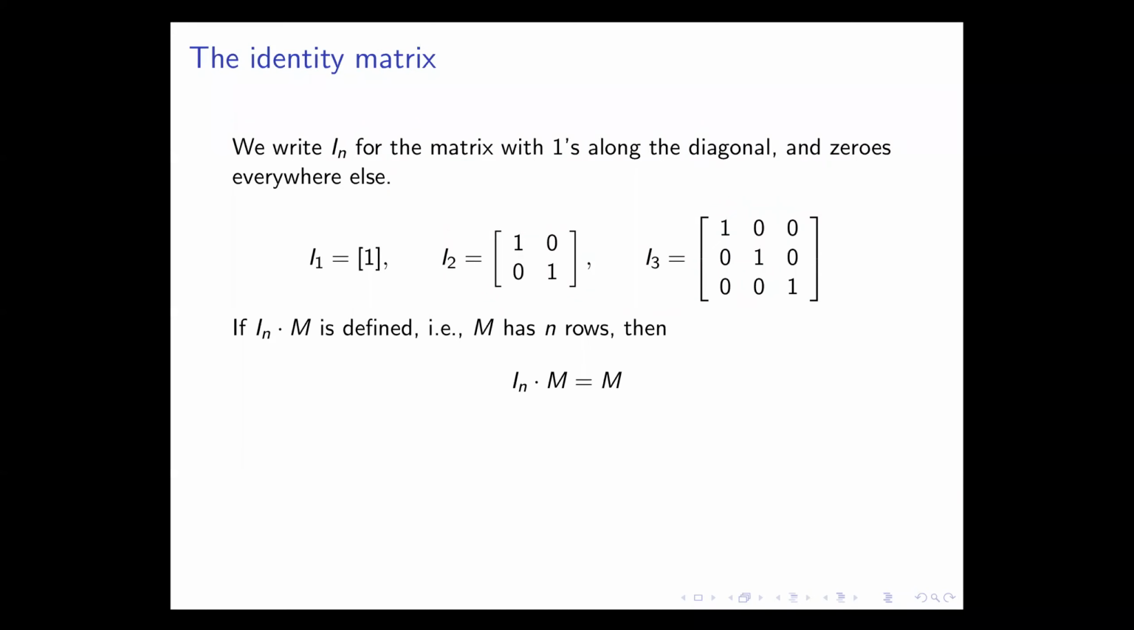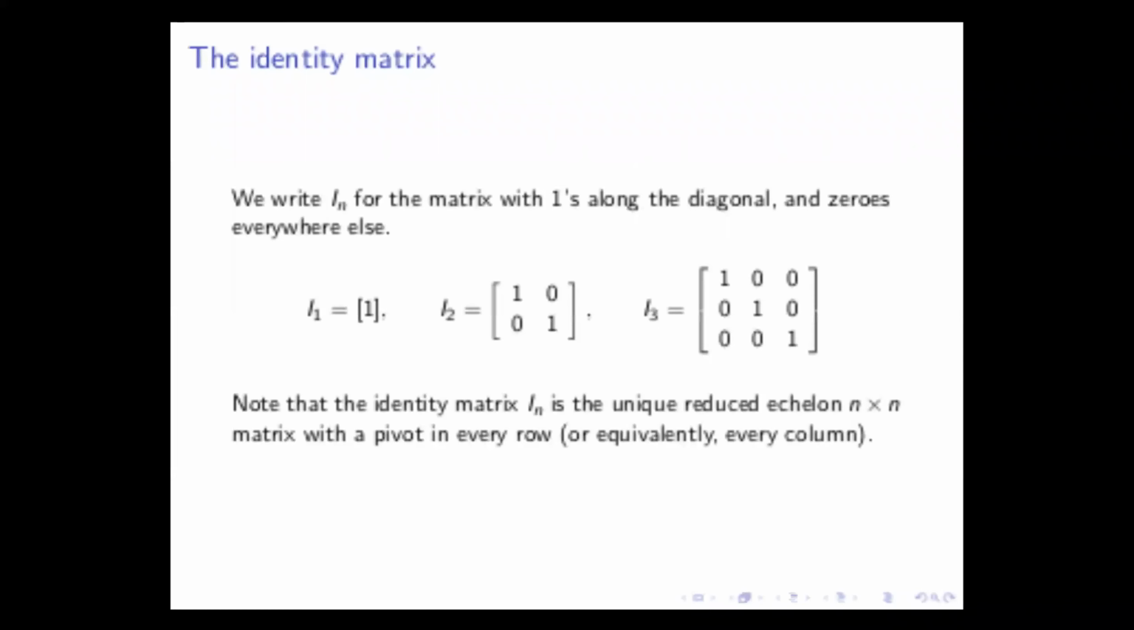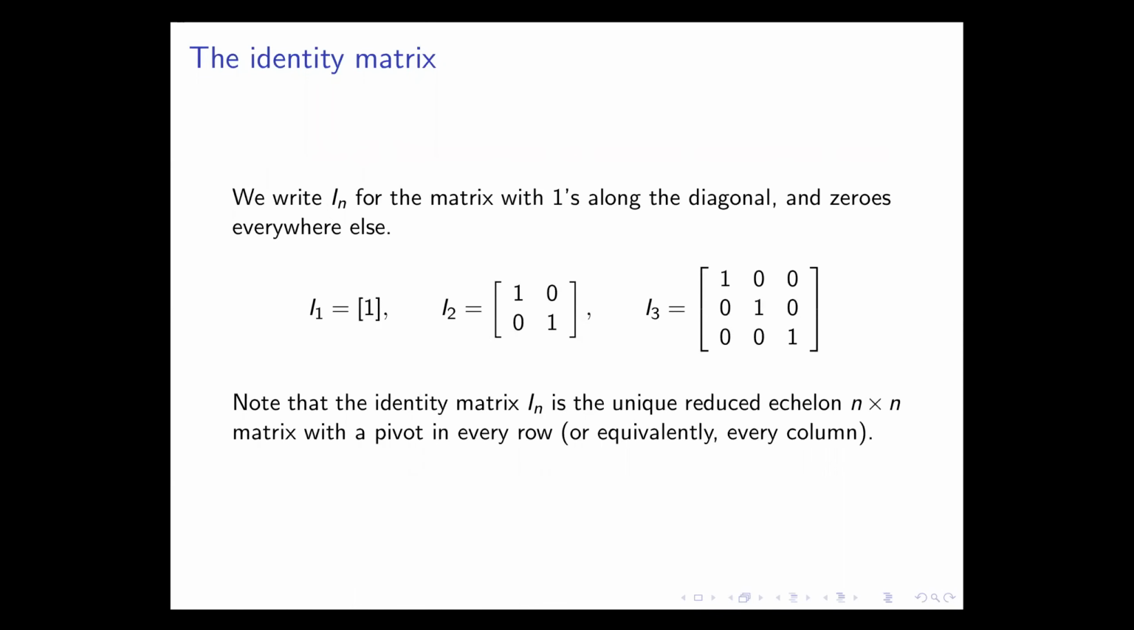So it's an identity for matrix multiplication whenever the multiplication is well defined, and from both sides. Note that the identity matrix is the unique reduced echelon n by n matrix, which obviously has a pivot in every row and equivalently in every column. Okay, the same number of rows and columns.